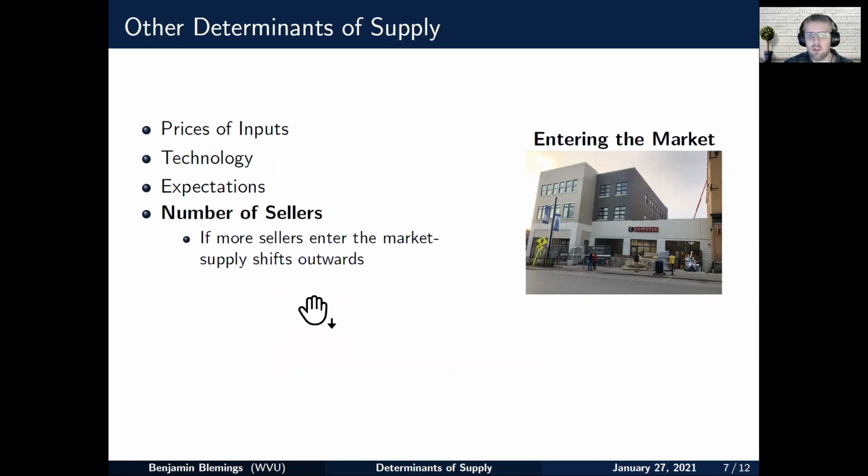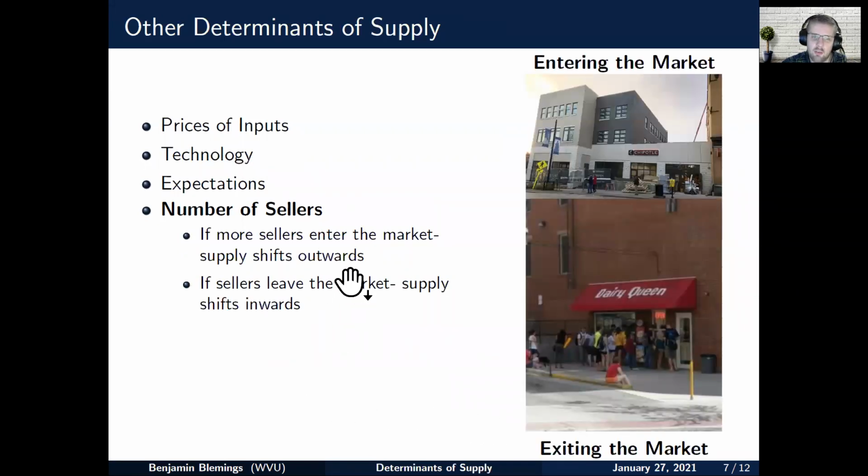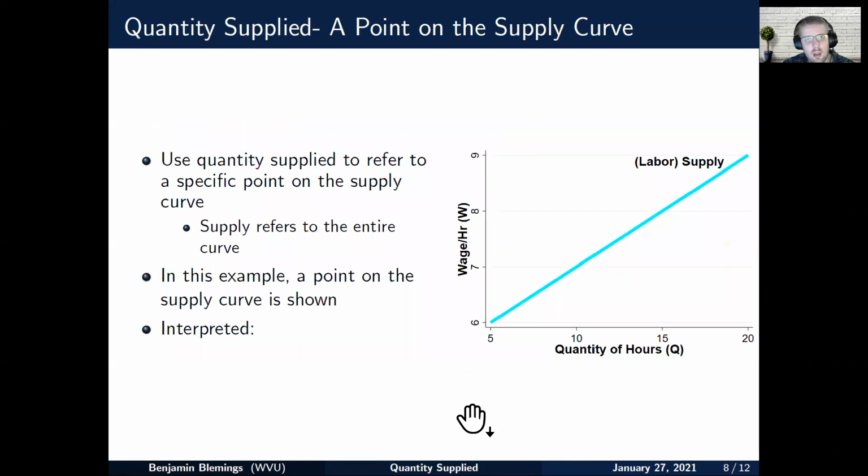If more sellers enter the market, then supply will shift out. This is Chipotle downtown. It entered the market and increased the number of sellers in the downtown food market. And if sellers leave the market, supply shifts inward. This is where Clutch was, and they also went out of business. I guess this building is just cursed. Dairy Queen was there before Clutch, and they both exited the market, causing the supply curve in the downtown food market to shift inwards.